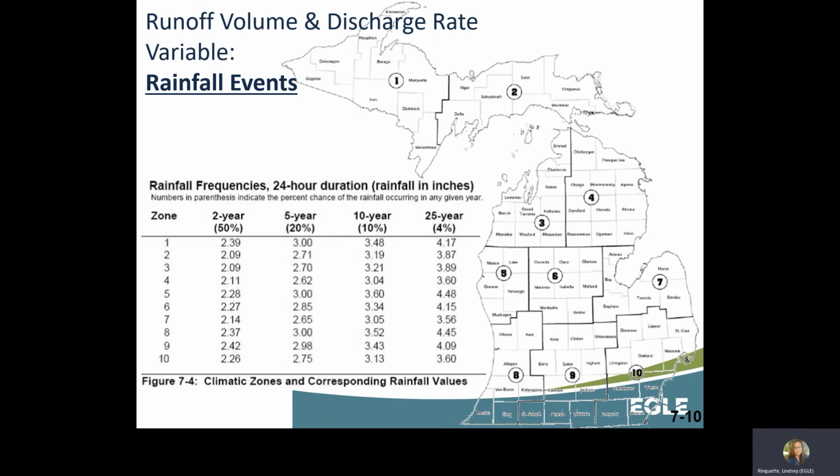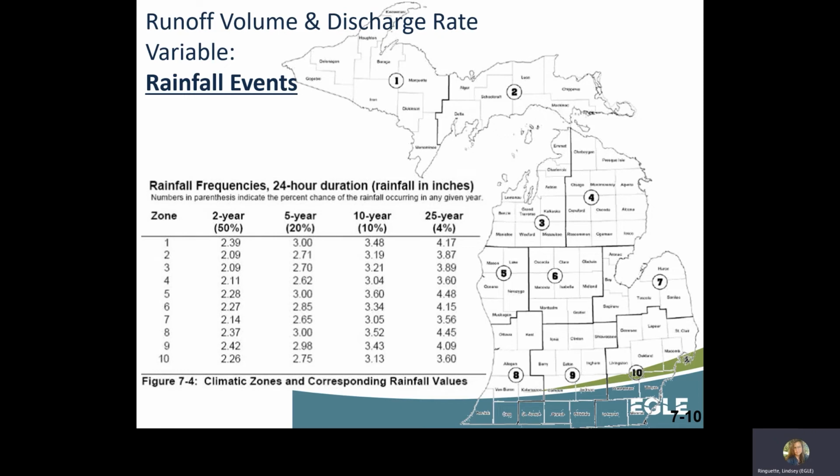The third variable that we will discuss is rainfall. The amount of rainfall used in estimating the potential runoff volume and discharge rate from a site is dependent on the site location, which is separated into zones 1 through 10, rainfall duration, and frequency. Figure 7-4 provides the 24-hour Michigan rainfall values in inches for frequencies of 2, 5, 10, and 25-year events.